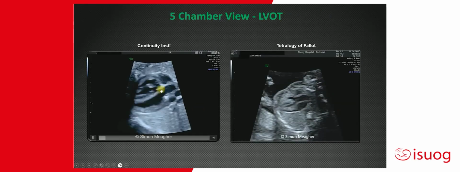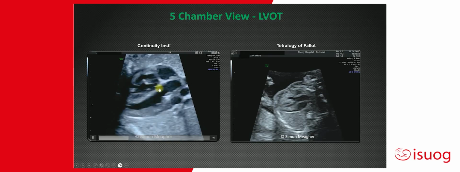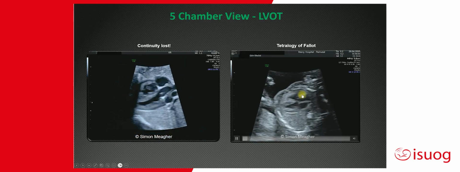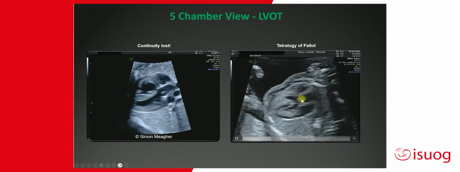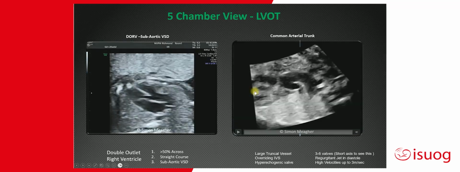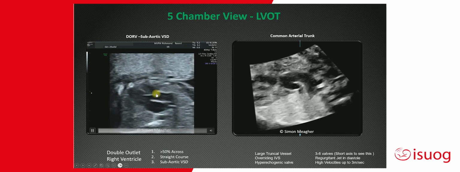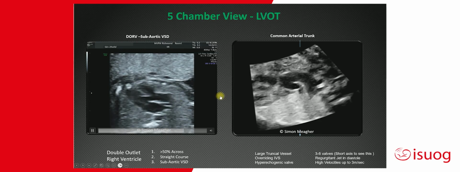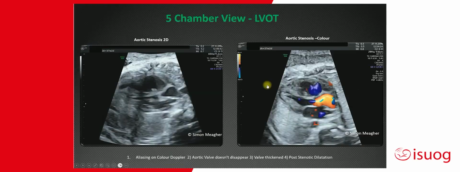So in this case, there's loss of that continuity in a fetus with a perimembranous ventricular septal defect. In this case, the aorta is sitting astride the ventricular septum. This could be tetralogy of Fallot, double outlet right ventricle, or common arterial trunk. In this case, you see the aorta is coming more out of the right ventricle when compared to the left. This could be a double outlet right ventricle with a subaortic VSD. And in this case, you're seeing a common vessel arising out of the center of the heart, branching into the pulmonary artery. This is a type 1 common arterial trunk.